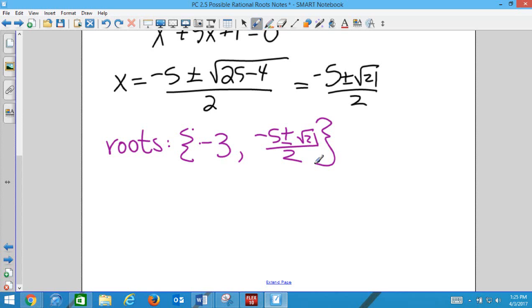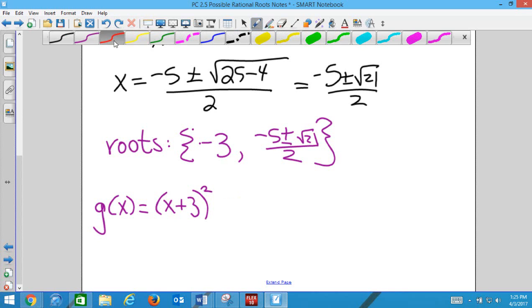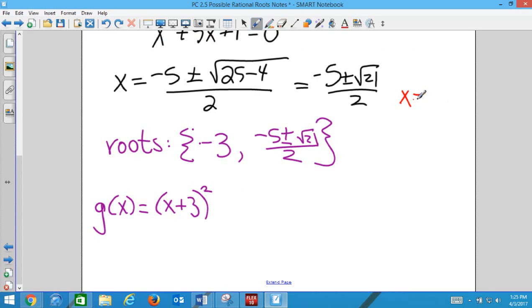And we have to write it in factored form. This one's g of x, right? So we'll have x plus 3, but since there's multiplicity of 2, we have to square it for factored form. Now here's the part that might be a teeny bit confusing. Just an itty bitty. Writing this part. So I have x equals this.